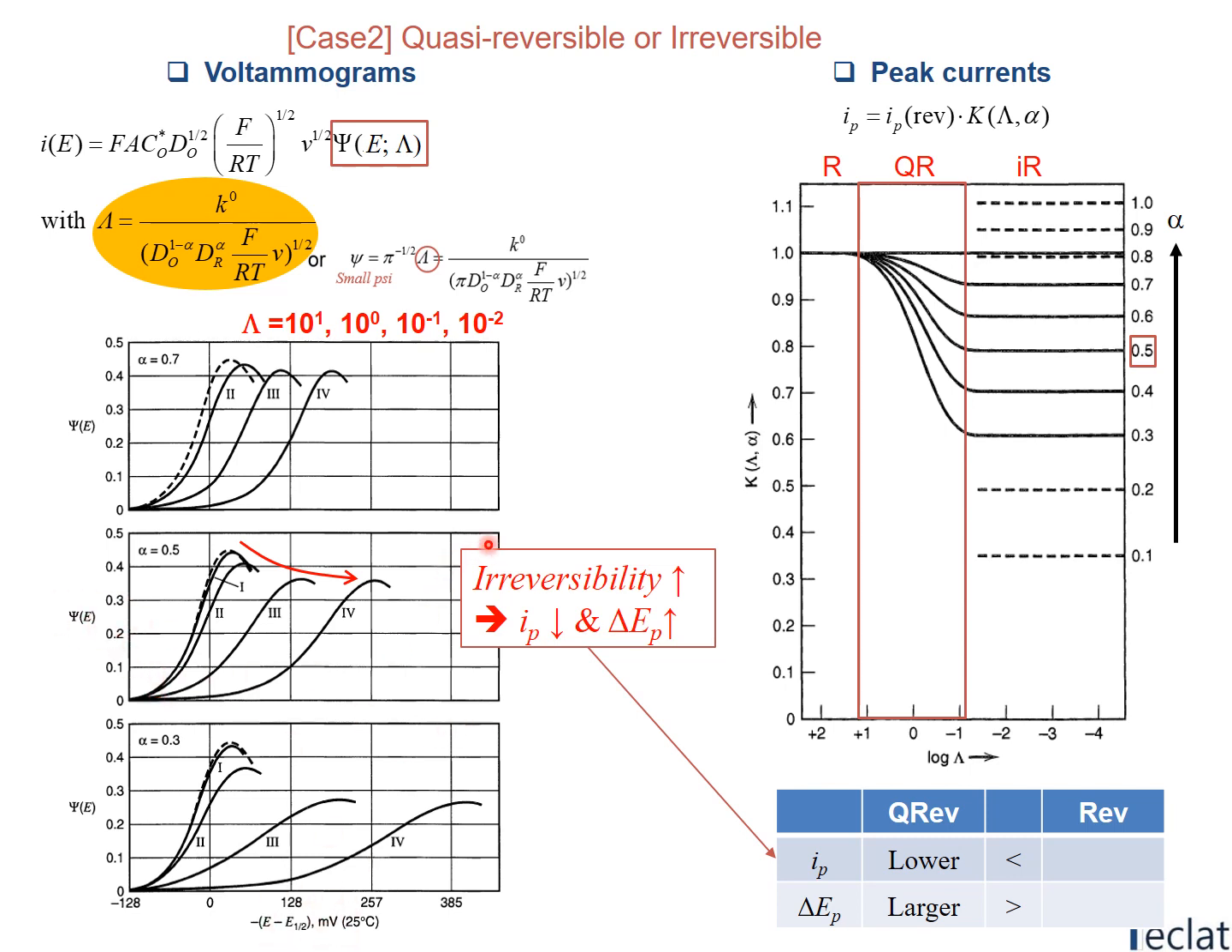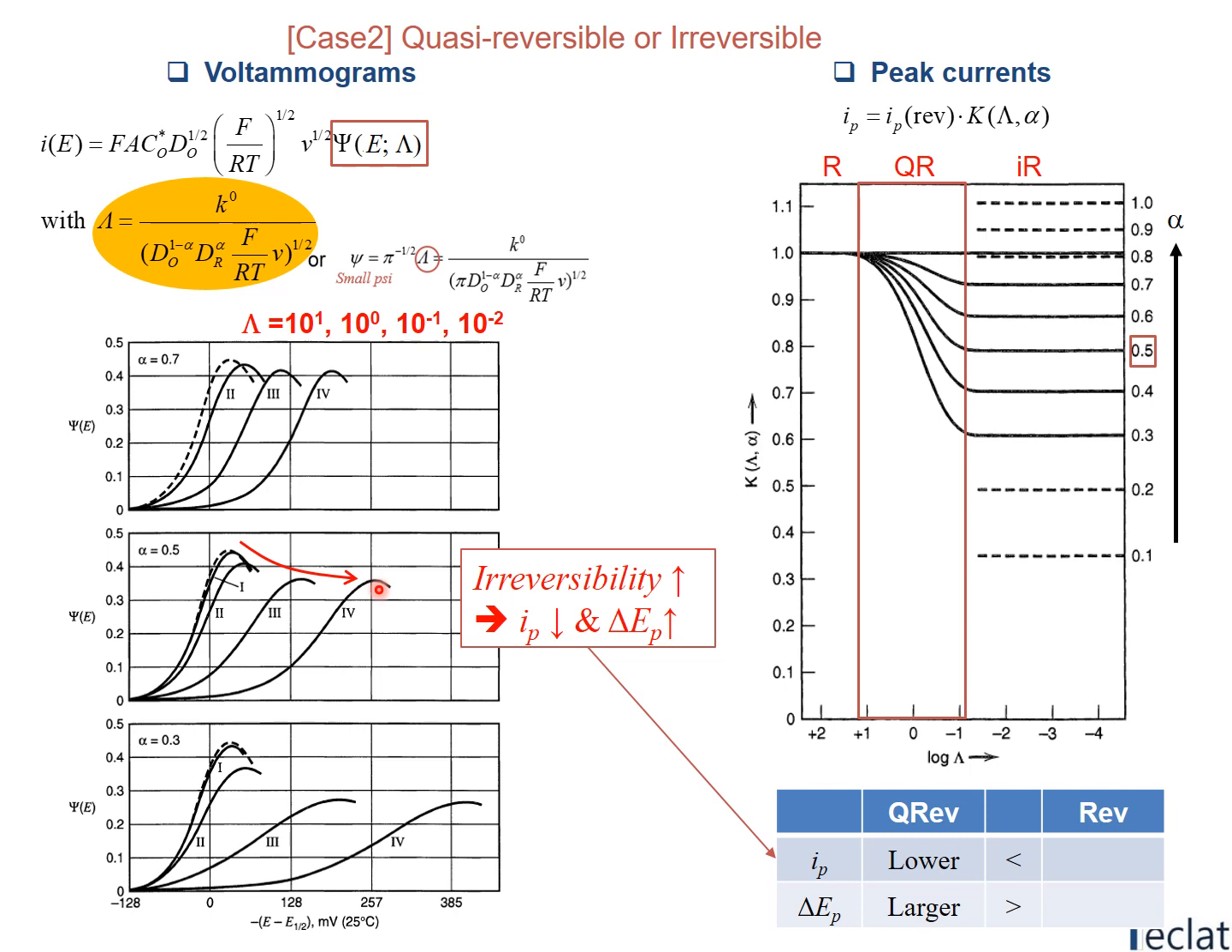Let me focus on the middle curve here. The dashed line is obtained from the reversible system. Actually, I could say it is the chi function we derived in the previous slide. And the other solid lines are obtained by the psi function with 4 different values of lambda: 10, 1, 0.1, 0.001.